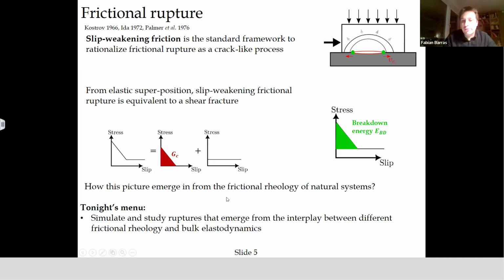I use a friction rheology that doesn't prescribe GC. Can we learn something from this? What type of frictional rupture will first emerge? And can we predict some coarse-grained fracture mechanics quantity from it, like GC, delta C, etc.